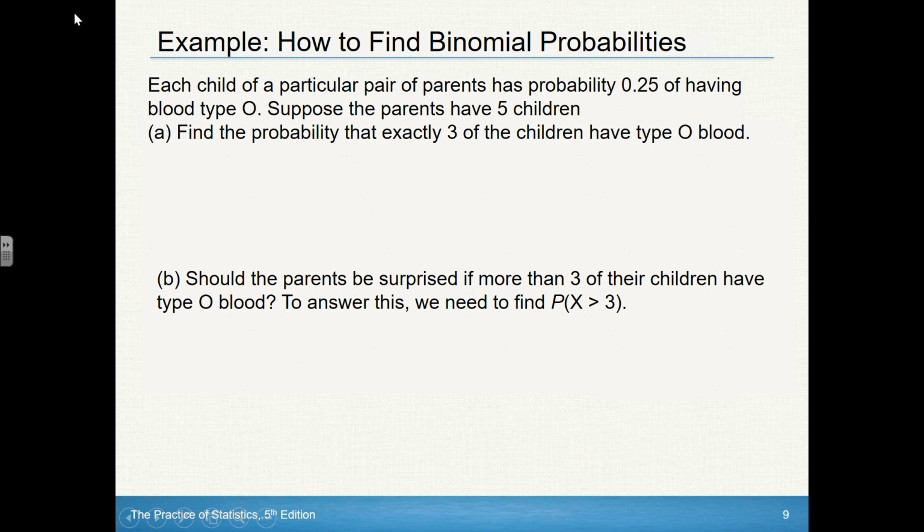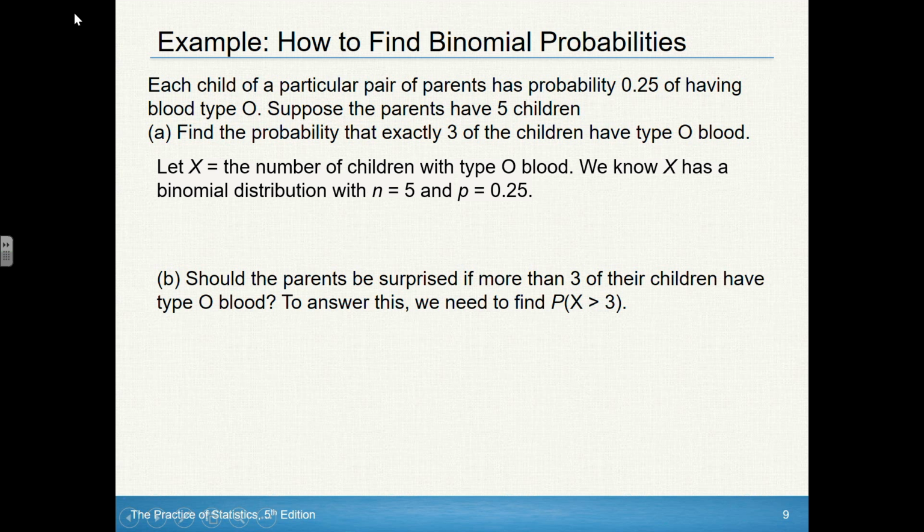Let's look at another example using a similar setup. It says each child of a particular pair of parents has a probability of 0.25 of having blood type O. Suppose the parents have 5 children. If we wanted the probability of exactly 3 children having blood type O, we can go ahead and establish that it's a binomial distribution with n equals 5 and p equals 0.25.